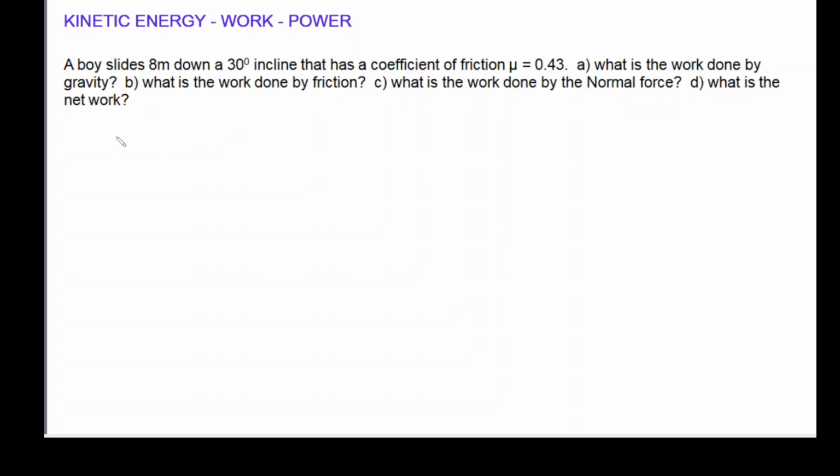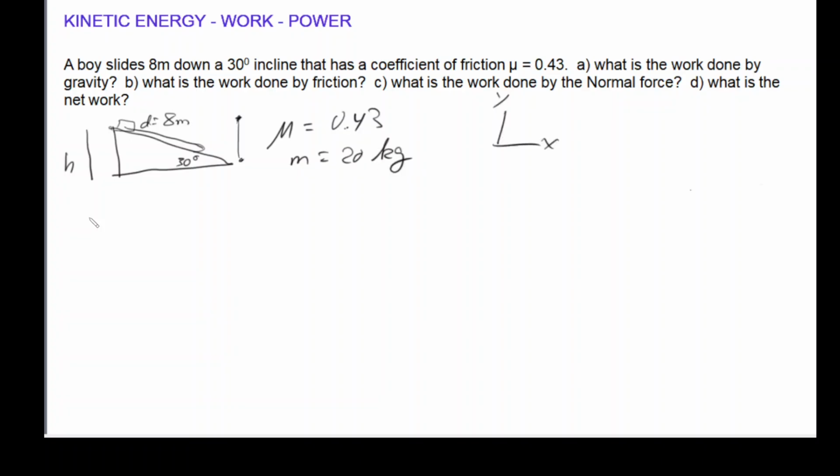Okay, so let's diagram this. We have our plane. This is 30 degrees. The boy slides down, displacement equal to 8 meters. We're going to call his height h. We know the coefficient of friction is equal to 0.43, and his mass is equal to 20 kilograms. So for part A, we want to find the work done by gravity.